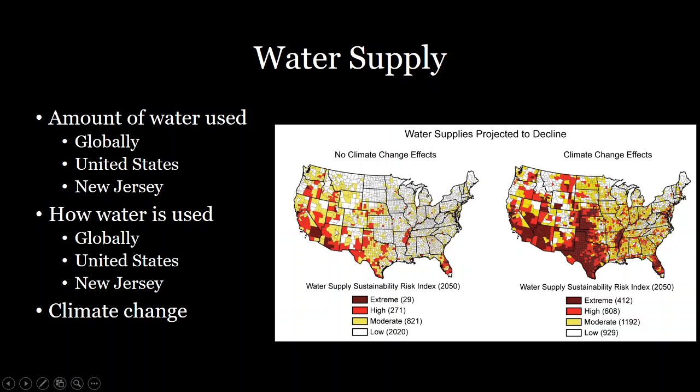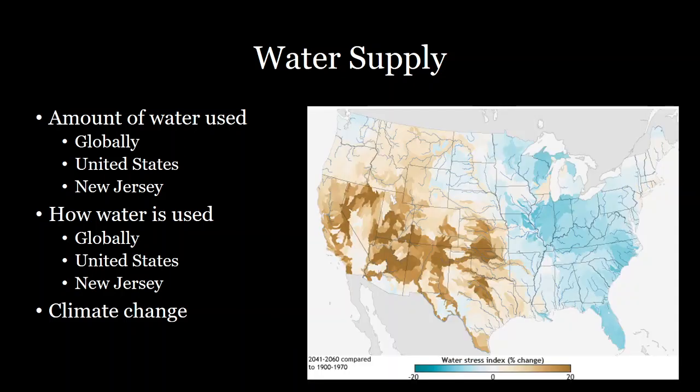And you can see that there's only a few counties, mainly in California, Arizona as well, that have extreme sustainability risk for their water supply, whereas when we factor in climate change, that amount is significantly more. And you see the water supply sustainability is significantly more at risk, especially in states such as Texas, Oklahoma, and up to Nebraska. So the amount of water stress really depends on how quickly we can address climate change.